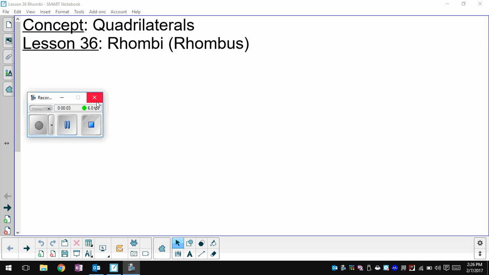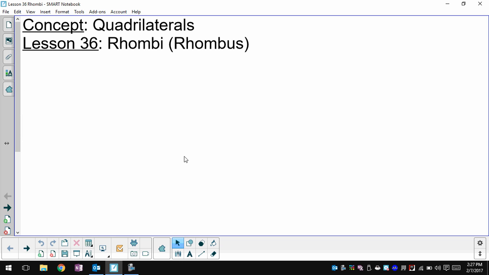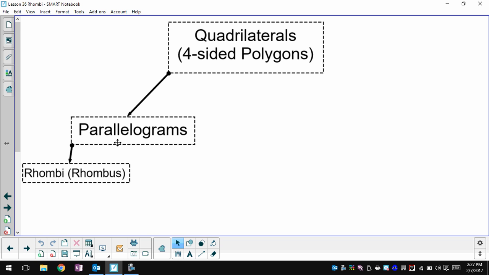Hey y'all, today we're going to talk about one special type of parallelogram, and those are rhombi, or singular, a rhombus. So a rhombus is a parallelogram. It's also a quadrilateral. It's got some special properties that make it a special type of parallelogram.